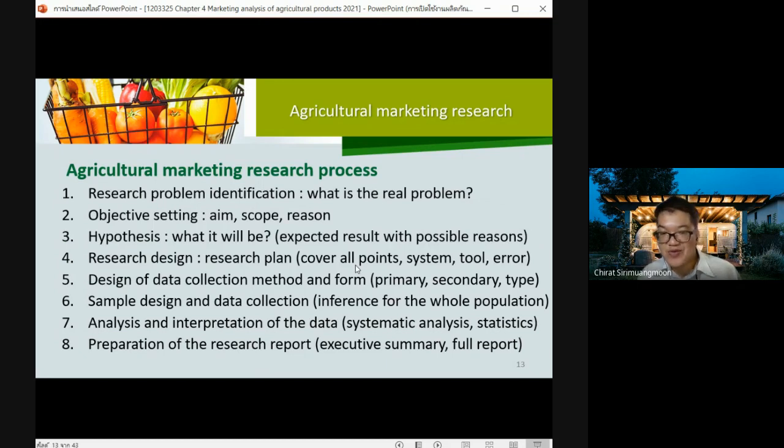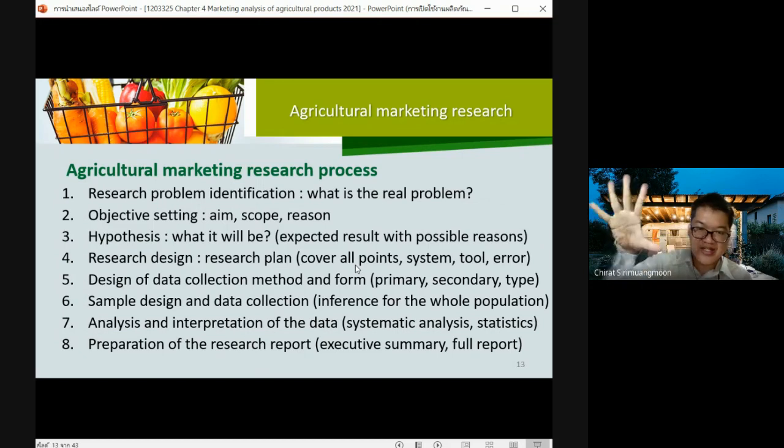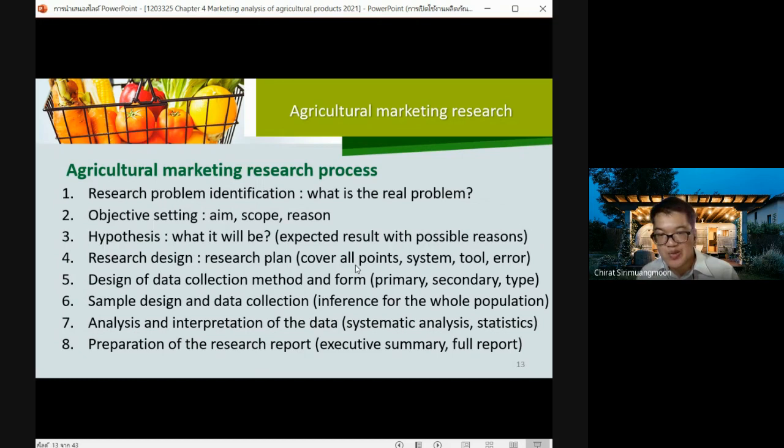So the key point for sample design and data collection is you need to infer what you find to the whole population. You study the small group, and it would be good enough to represent the whole population. So this is how we need to concern and decide how many people you need to study. And number 7 is actually the analysis and interpretation.